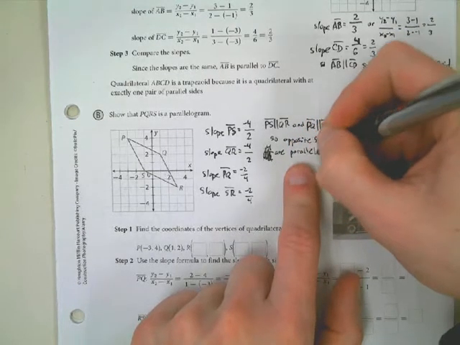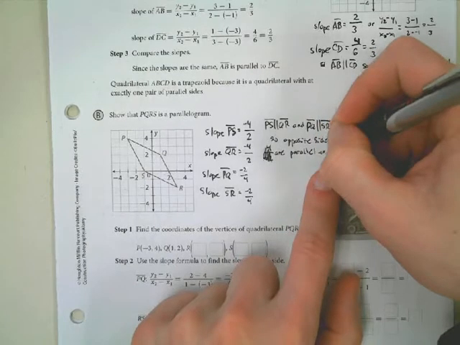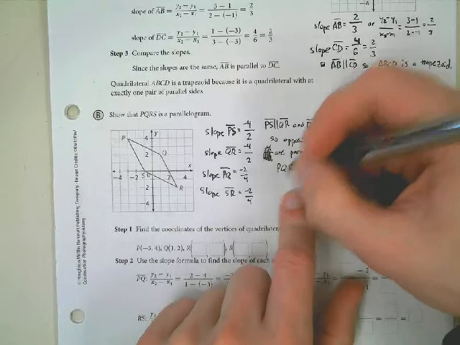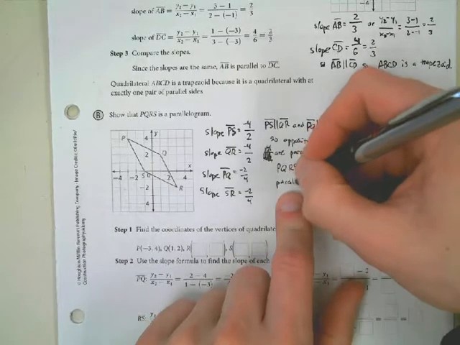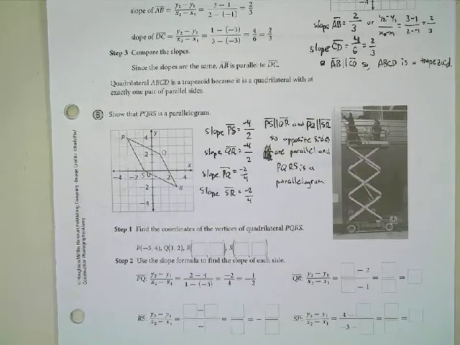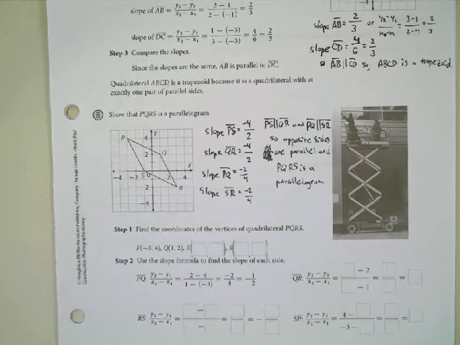And PQRS is a parallelogram. Okay. Is this the only way that we could show that this PQRS is a parallelogram just by using the slopes? Is that the only way we could do it? Yeah? Can you find the distance of each line?